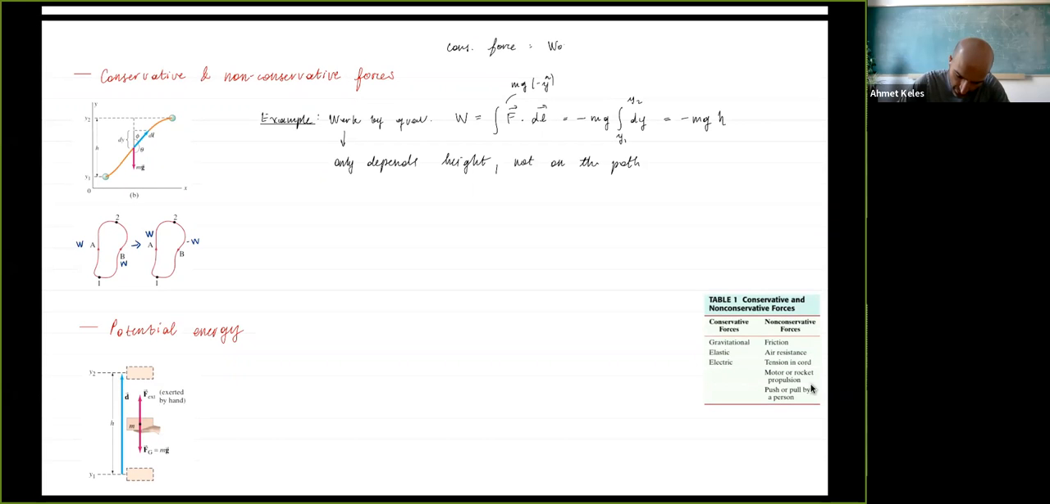So work does not depend on the path. Whereas for non-conservative forces, the work is intimately connected with the path. If you have a longer path, you have a different work. If you have some curly, weird path, you have a different work. So it's totally path dependent.